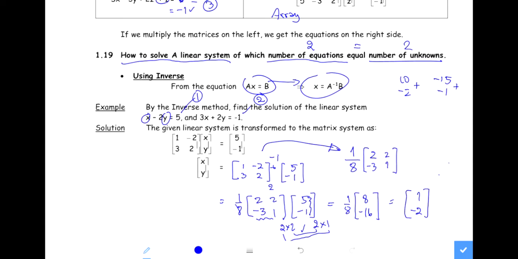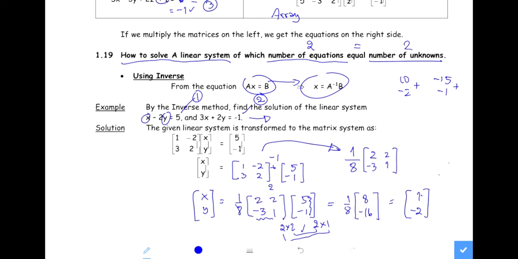Okay, so here is your x and y. So you have the answer now. If you want to check whether this is correct or not, you just have to put it back in the two equations. So you have x of 1 and y of negative 2. Let's check it out. Let's put it back there.